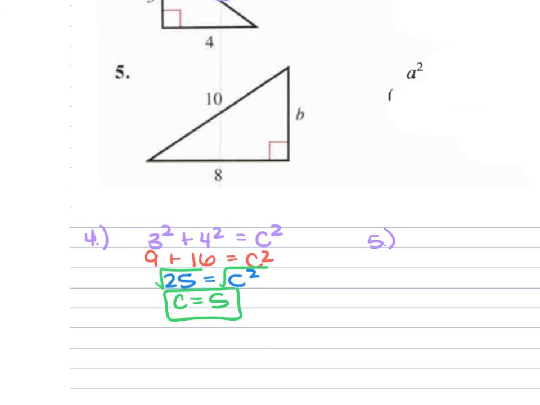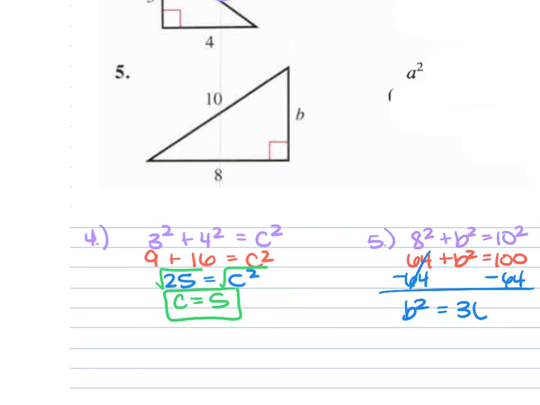For 5, we have our hypotenuse. We're missing b, so 8 squared plus b squared is equal to 10 squared. 8 squared is 64, plus b squared is equal to 100. We subtract the 64 from each side, and we get b squared is equal to 36. We take the square root of both sides, so b is equal to 6.